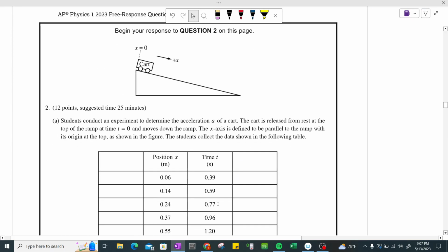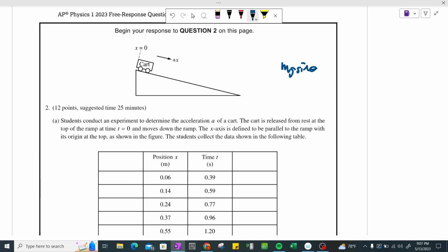For the second one, the cart going down a ramp. Let's see, they conduct an experiment to determine acceleration a of a cart. My first thought, we might have something going on with an mg sine theta down the ramp. The cart's released from rest at the top, moves down the ramp.